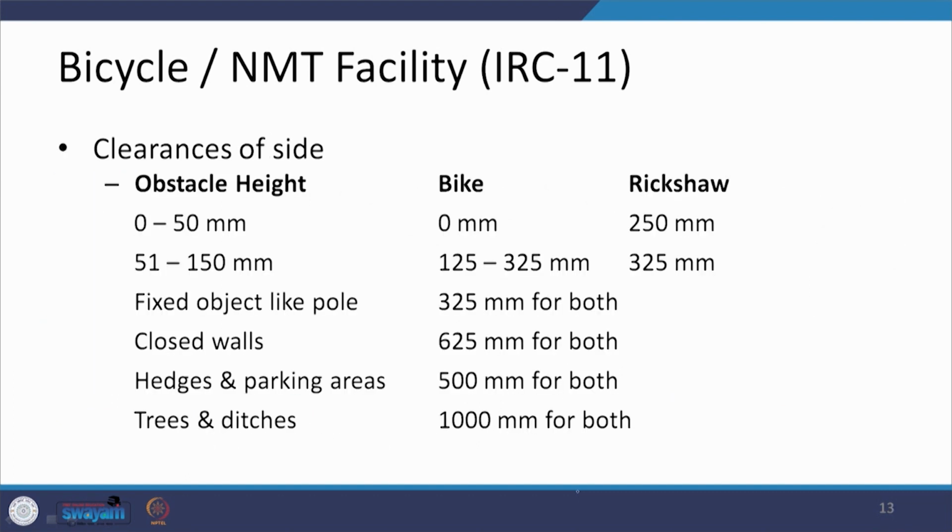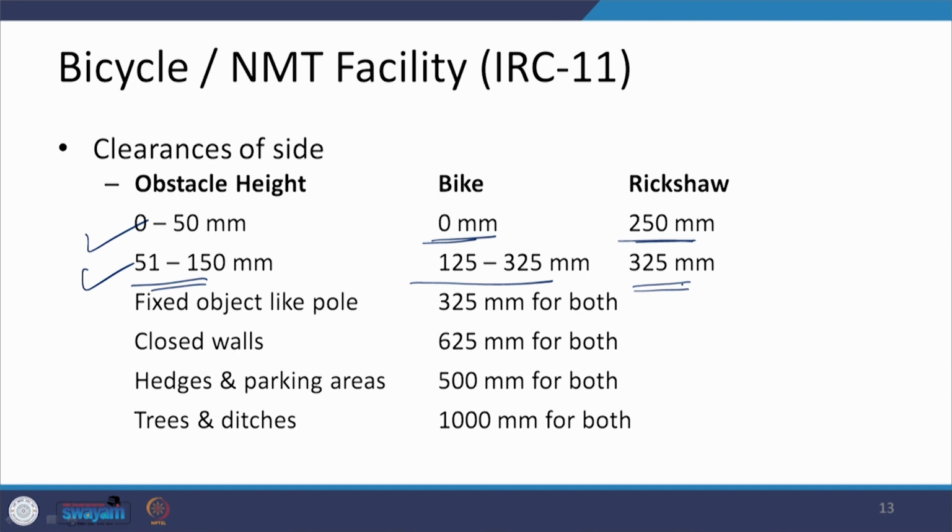So, what type of clearances are going to be there if the obstacle height is 0 to 50 mm? In the case of a bike, it is defined as 0, but in the case of a cycle rickshaw, at least 250 mm of clearance should be there. If the height of the obstacle is between 51 and 150 mm, then for bicycles this should vary between 125 to 325 mm depending on the heights, but in the case of a cycle rickshaw it is a constant value.